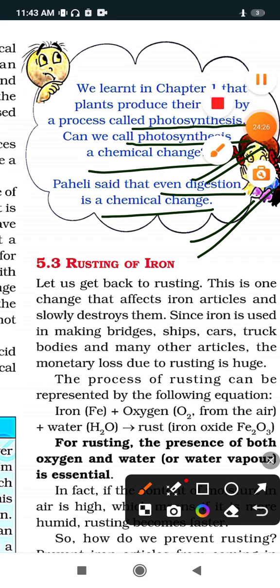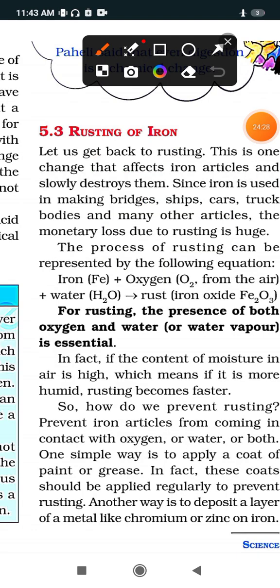Now here see the rusting of iron. Detailed explanation is given. Let us go back to the rusting. तो rusting में भी क्या हो रहा था, आयरन जब presence of oxygen और water, एटमॉस्फेयर में आयरन के कोई भी चीज़ को लीव कर दिया जाए आयरन में इन द प्रेजेंस ऑफ ऑक्सीजन और वाटर, तो उसमें रस्ट एक न्यू सब्सटेंस का फॉर्मेशन हो जाता है.